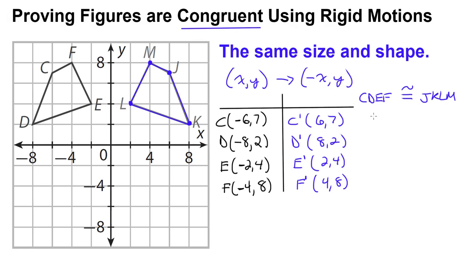Now it's important to write the names of these figures in the correct order. So CDEF is congruent to JKLM because point C corresponds to point J, and point D corresponds to point K, and point E corresponds to point L, and point F corresponds to point M. And we could also do this with the sides. So we see here CD corresponds to JK. That means that this side here, CD, corresponds to and is congruent with this side here, JK.